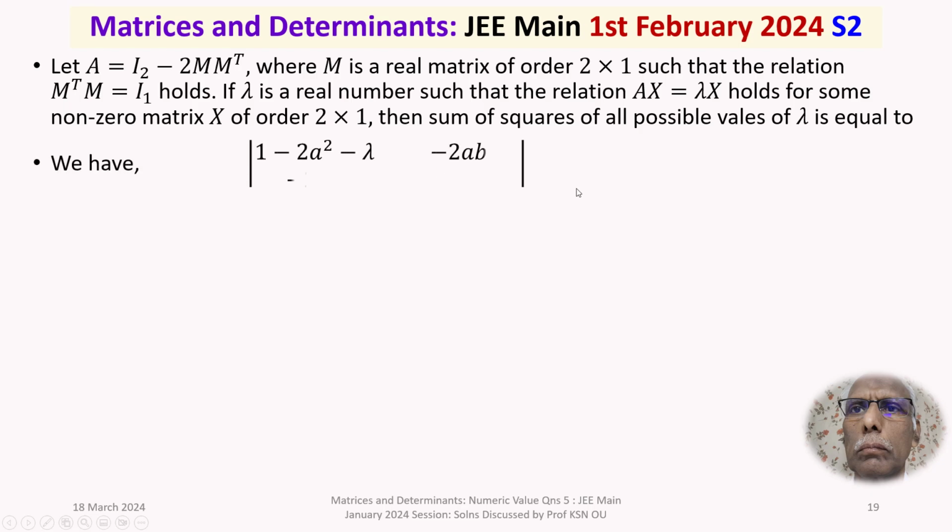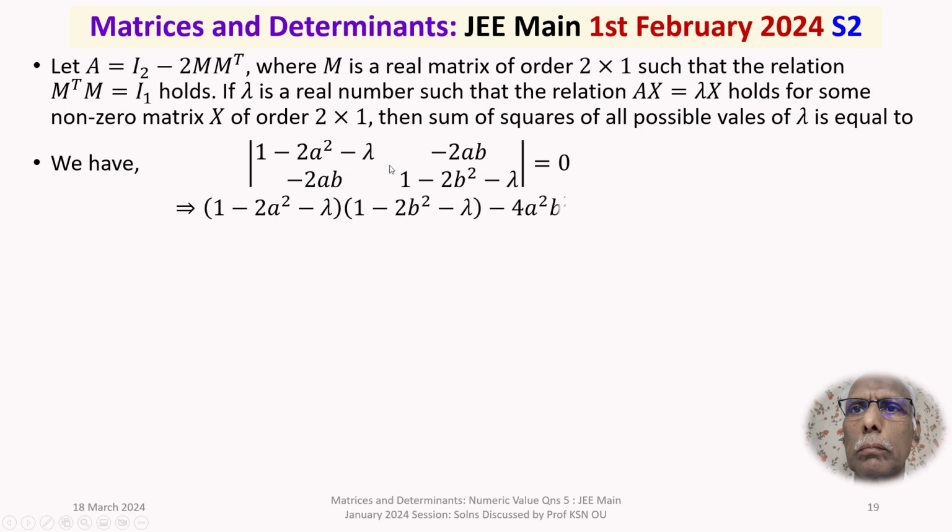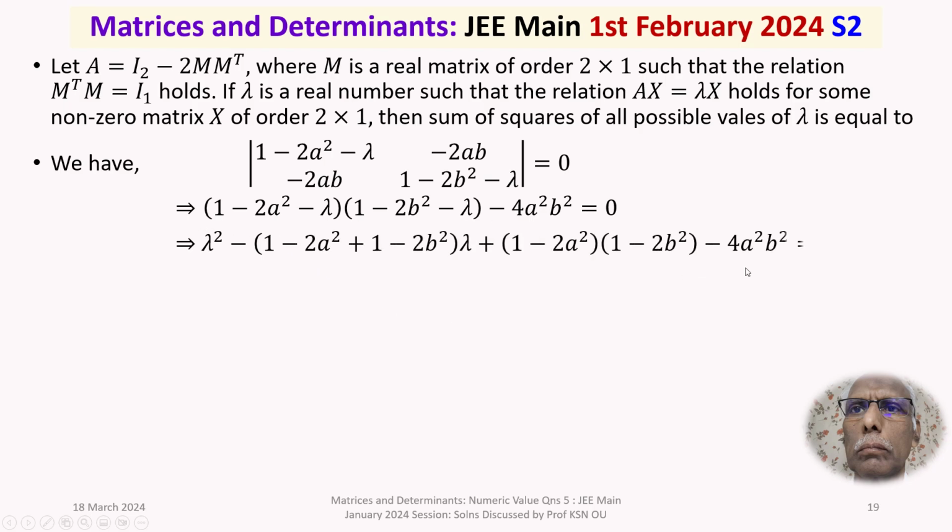Right, we have this, and a square plus b square is equal to 1 also we have. So keep that in mind. Now take the determinant. The determinant is ad minus bc. That is (1 minus 2a square minus lambda) multiplied by (1 minus 2b square minus lambda) minus 4a square b square is equal to 0. Now multiply, and so this is after multiplication.